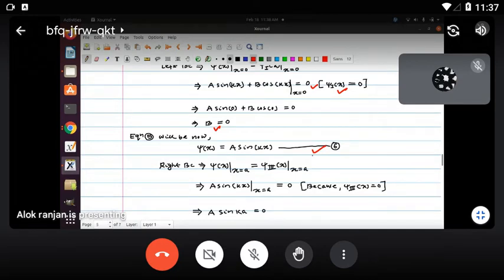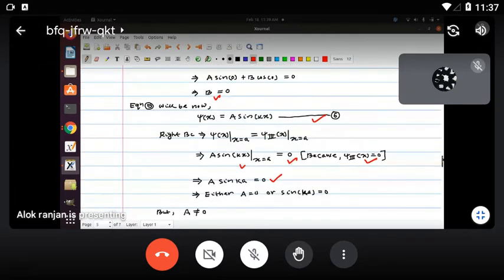And when we put the right boundary condition, psi at x equal to a, the third region, because the wave function outside the box, that means the third region, is 0. So 0 on the right-hand side, and on the left side a sin ka equal to 0. So it means a sin ka equals 0.